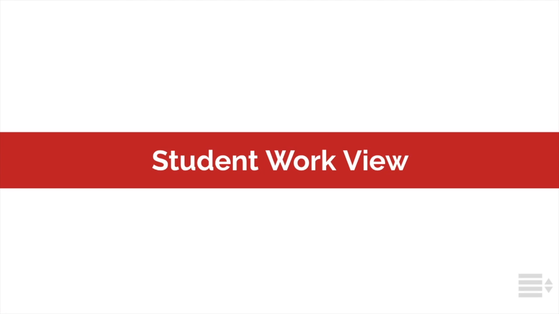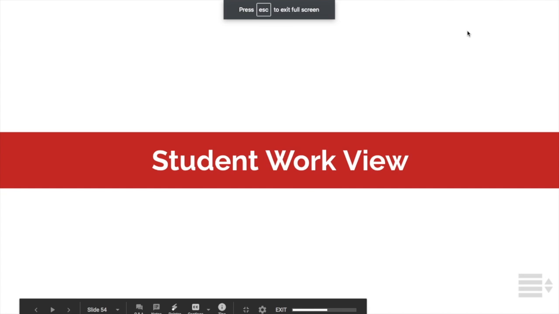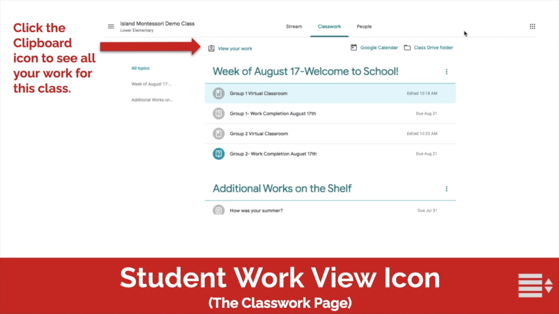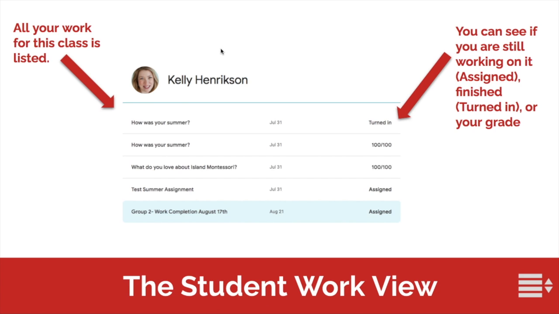Next, we're going to look at the student work view. Also in the classroom tab, our classwork tab, is the student work view. Let's take a peek at this. At the top on the right, you'll see a little clipboard icon. We've seen it in prior videos. This icon is what will allow you to see all of your work for this class. So if we were to click on the icon, this is what would pop up. Miss Kelly is a student in our class. Here is all the work that is listed for Miss Kelly to complete. Then over here, you can see if you're still working on it, it's called assigned, or if you finished it, that it's turned in. You can also see your grade.